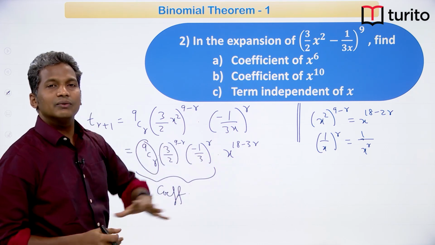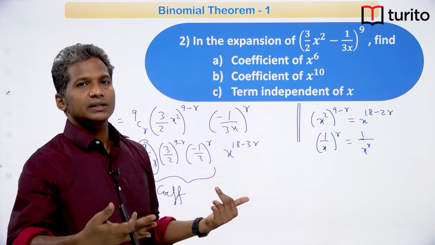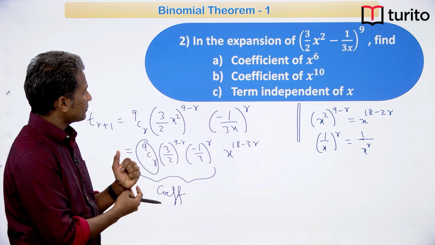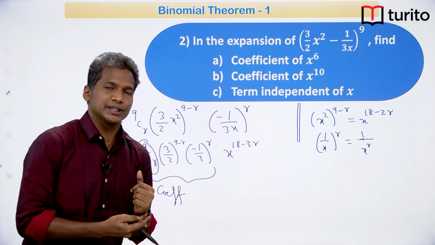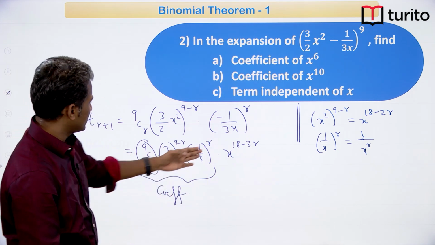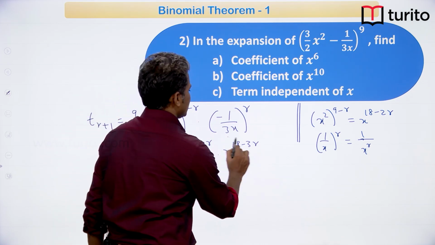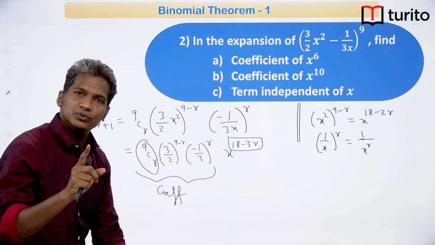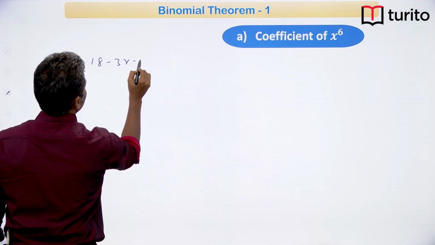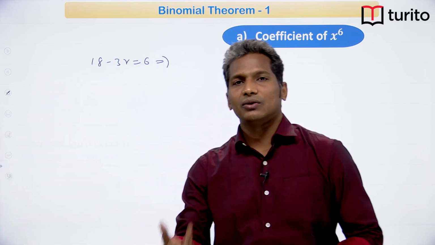So, till here we have generated the general term. Now, let us attack the question one by one. Okay. So, the first one is we have to find the coefficient of x raised to 6. So, that means our power must be equal to 6. So, what is our power here? 18 minus 3r is our power. So, this 18 minus 3r must be equal to 6. So, that is the first case. From here we will calculate r and then we will calculate the answer.